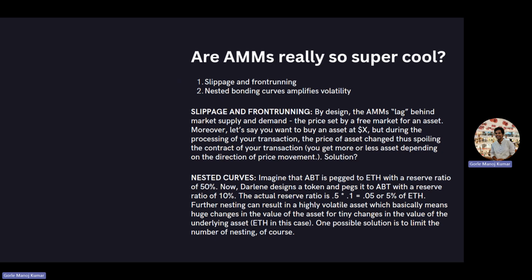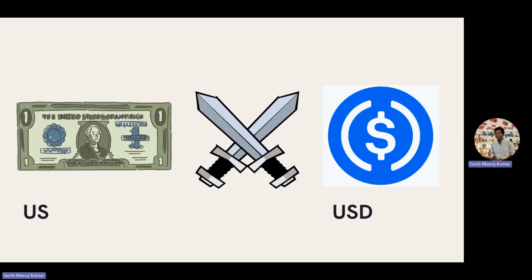Reserve ratio is again something that you can Google, and we'll also put in resources for it. Just do not have the time to go through that. So basically, those are two major problems that AMMs face. An obvious solution is just to limit the nesting allowed for tokens, like the number of peggings that you can allow. Okay, with that, I think I am done.